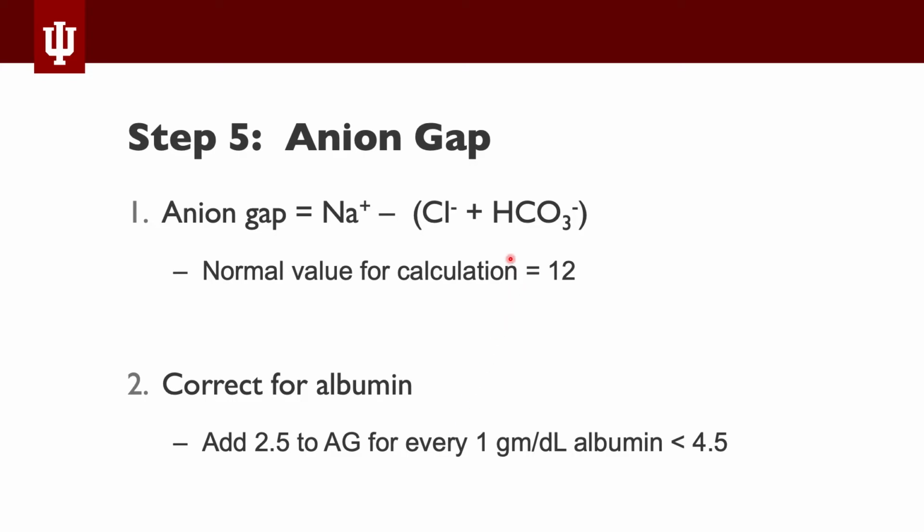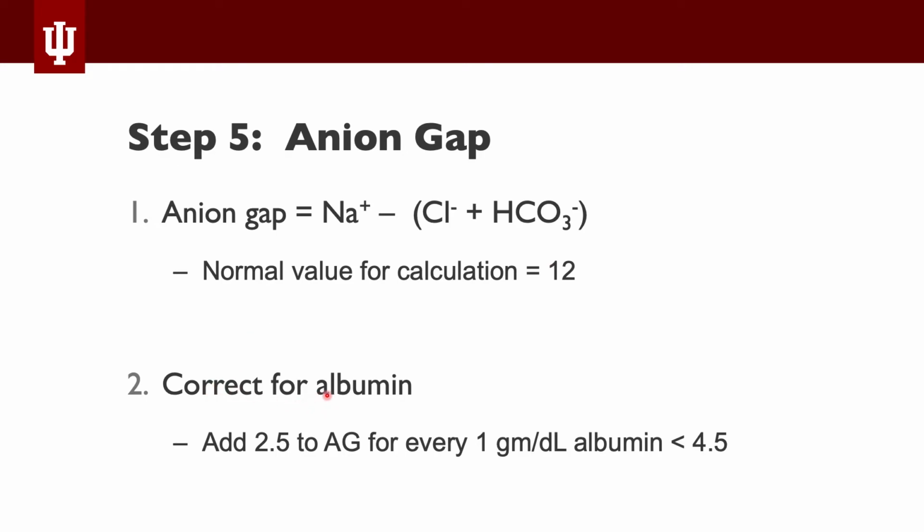Step 5 is fairly simple. We measure the anion gap. And again, you do not need a full ABG to measure an anion gap. You can do this every morning in the ICU when you have a BMP. You take the sodium minus the sum of the chloride and bicarbonate. I'm going to consider 12, give or take a few, a normal range.